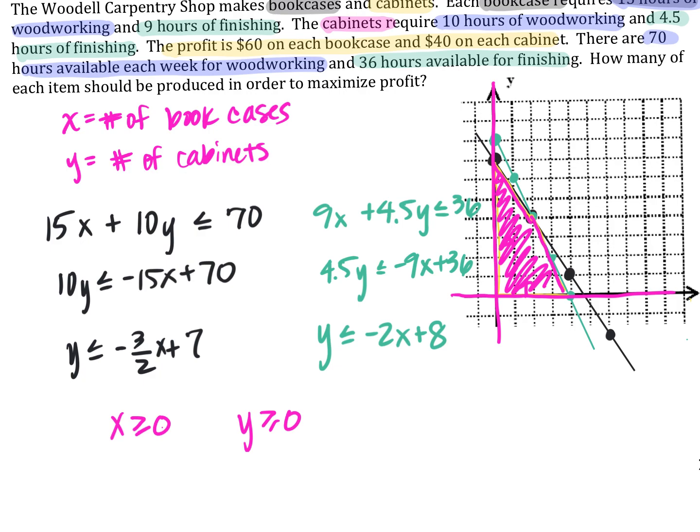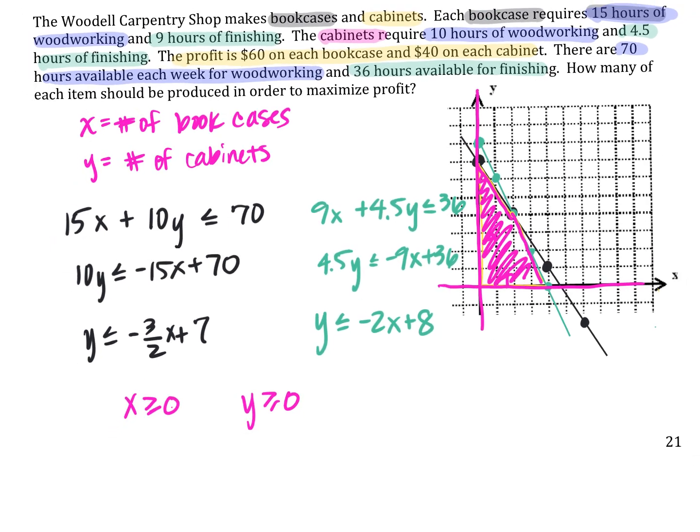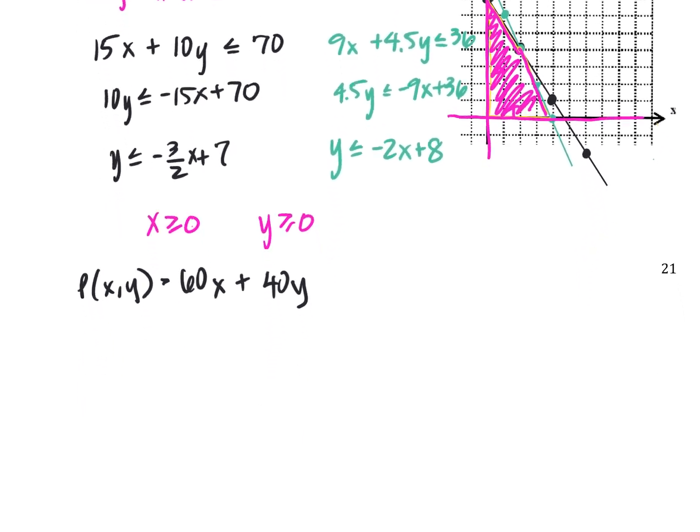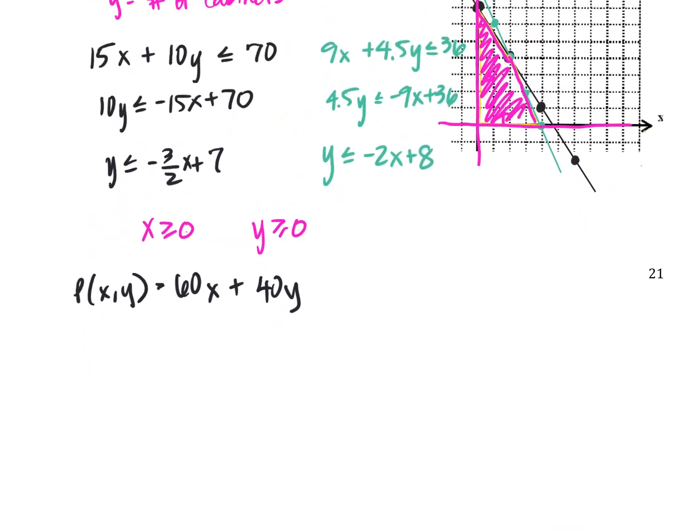There we go. Talk about that profit equation now. My P of x, y. What are we getting for each of these? 60 for every bookcase. Love it. And 40 for every cabinet. Man, that's a steal. That's like IKEA pricing. Okay. What are my vertices?